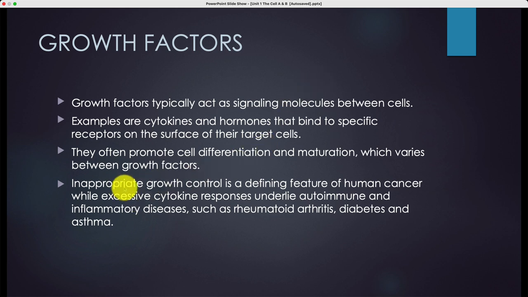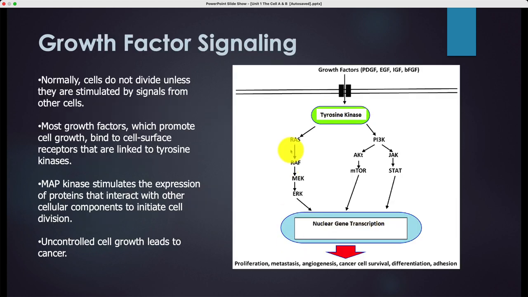So this is the most important part here: inappropriate growth control is a defining feature of human cancer. And then we get excess cytokine responses, which are inflammatory, which make it all worse. Diabetes is also associated with that as well. So let's look at this here. Growth factors, different than what we saw with the steroid hormones, use what kind of receptor? This is the membrane. This receptor is going through the membrane, so it's a transmembrane receptor or a cell surface receptor, the same thing.